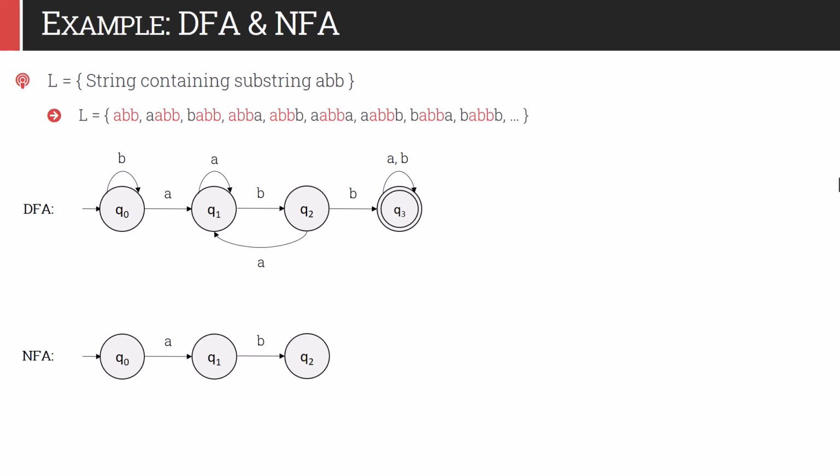For the NFA, first we'll construct the basic NFA, that is ABB, and ABB should be a substring. So before this we can read any string of A and B, and after this also we can read any string of A and B. So this is a valid NFA for the given language.